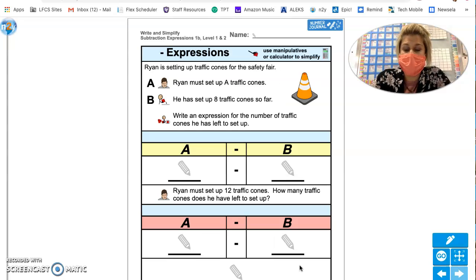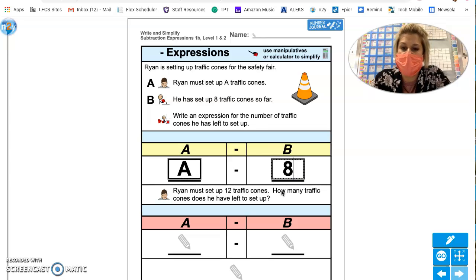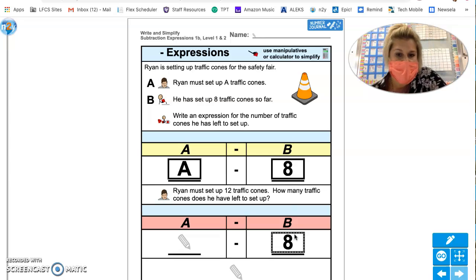This last one is another good practice. Ryan is setting up traffic cones for safety. Again, we're using subtraction, okay? Ryan must set up A traffic cones. We don't know what A is, so just type in the letter A. You can do uppercase or lowercase. It's still going to say that you completed it correctly. B, he has set up 8 traffic cones so far. So this time we do know B, right? We know that B is 8. If you want, you can put it in both places at the same time, okay? So B is always going to remain the same in this equation.